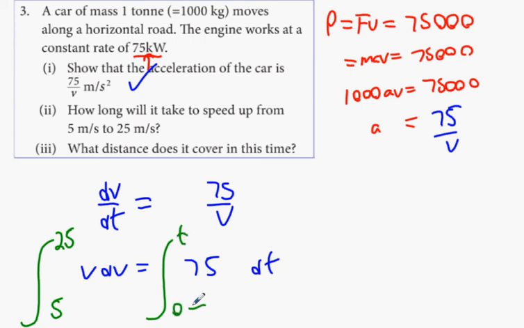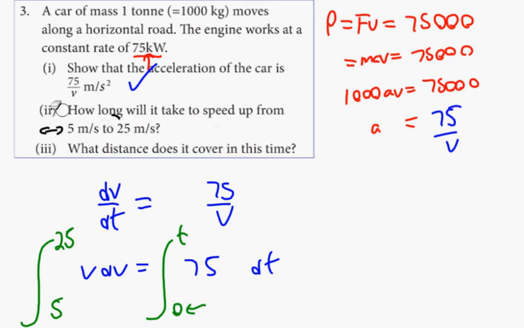Why is it 0 on the bottom? You're looking for the time in between the two of these. So you're not counting the time it took to get to 5 in the first place. You want the in-between time, between 25 and 5. That's why you always set your lower limit as 0 when you want an in-between. Does that make any sense?